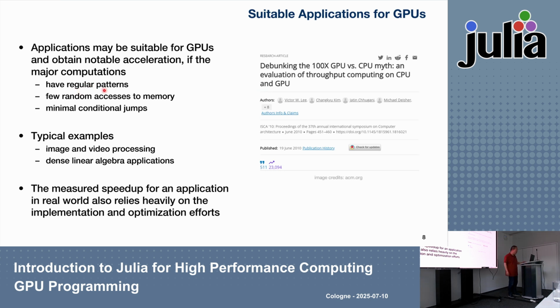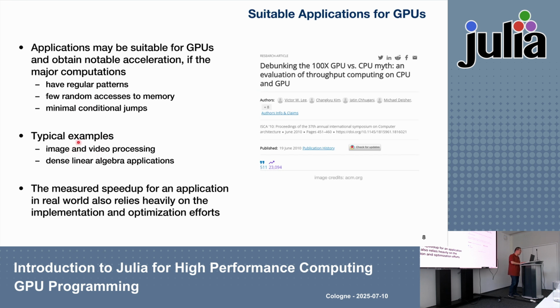For sure, you will benefit the most by using GPU. And fewer random access. This is also a similar meaning as regular calculation. And also with minimal conditional jumps. Minimal conditional jumps means with minimal if conditions in your calculation, not so many, let's say, hundreds of if conditions. So for those applications, you will definitely benefit from using GPU.